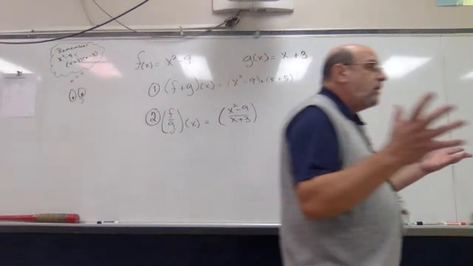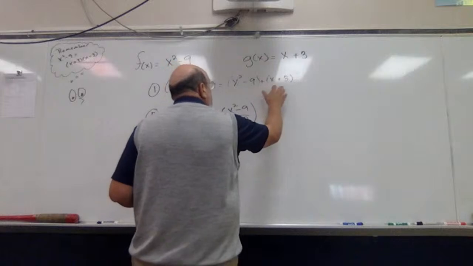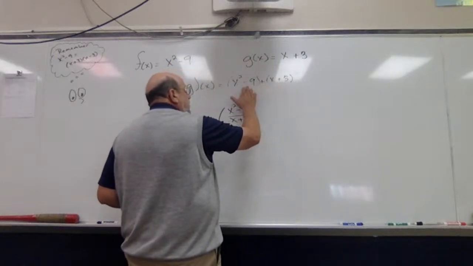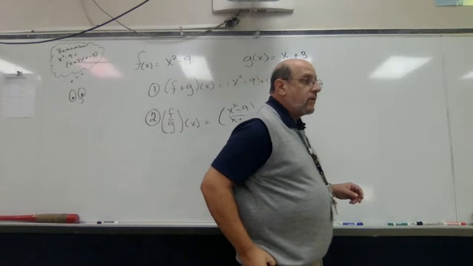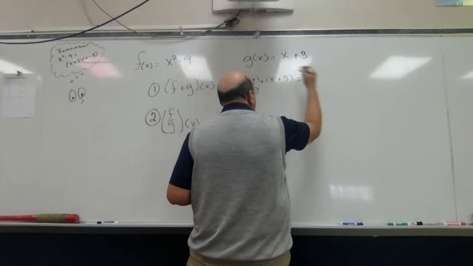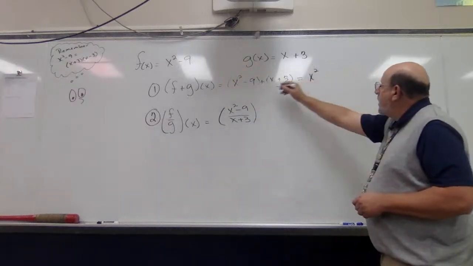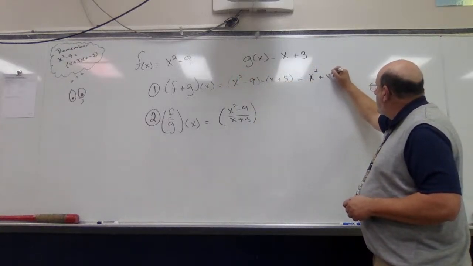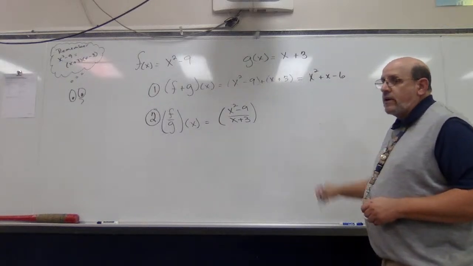So here we go. What do we get? Here, the only like terms we have are this negative 9 and plus 3, right? That's it. That's all we got. So when we put this all together, we end up with a quadratic. We have x squared, right? And we have a plus x, and we have a minus 6. So we're done. Okay?